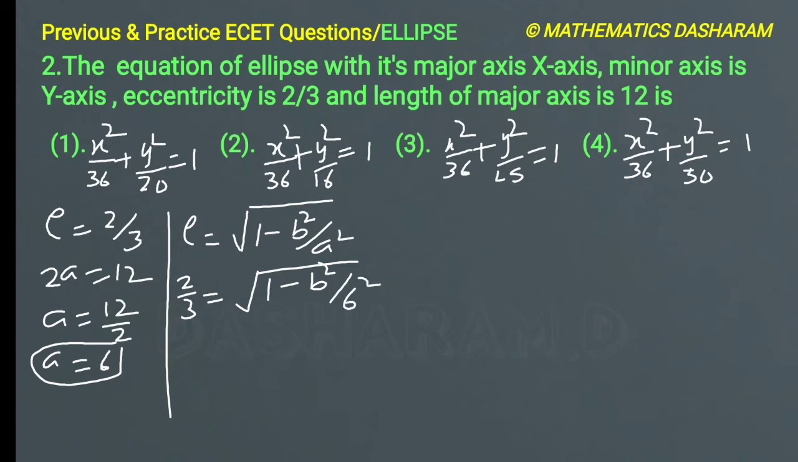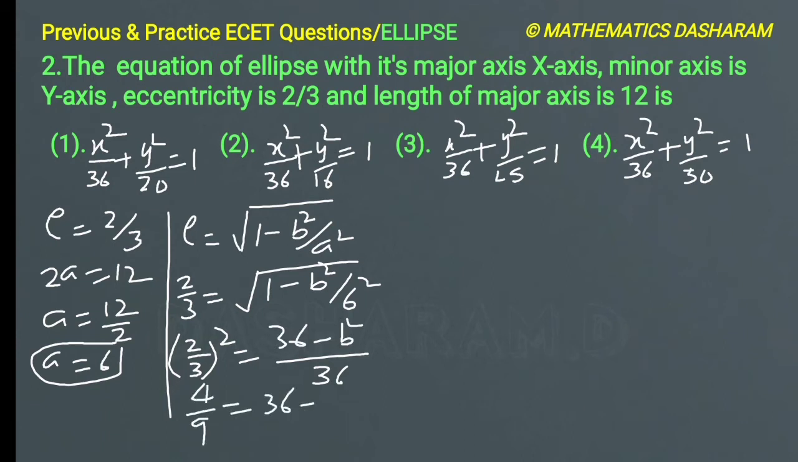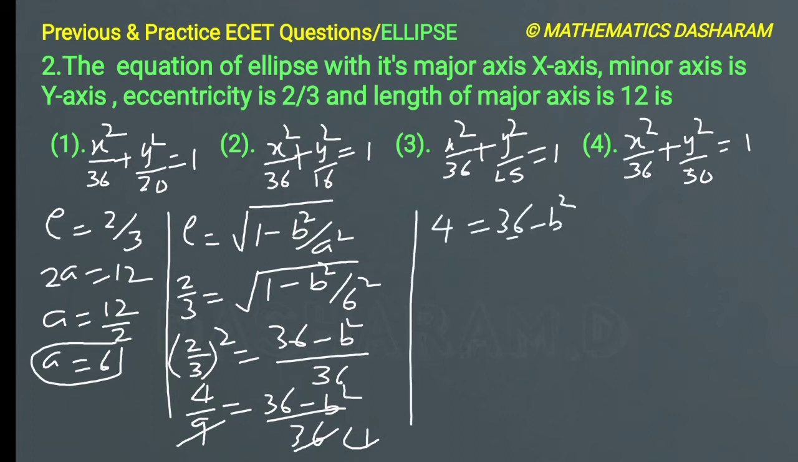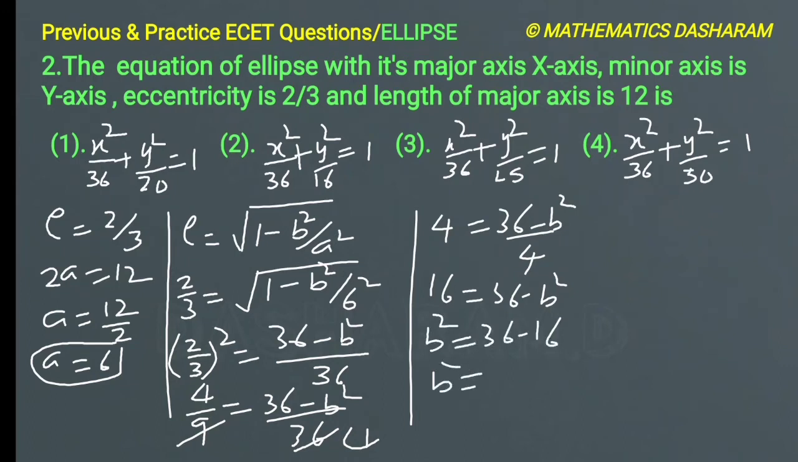Now square root transposed to the left side, so 2 by 3 whole square equals, LCM is 36, so 36 minus B square. Then here 4 by 9 equals 36 minus B square divided by 36. 9 ones are 9, 9 fours are 36. So then 4 equals 36 minus B square divided by 4. 16 equals 36 minus B square. Then B square equals 36 minus 16. B square equals 20.